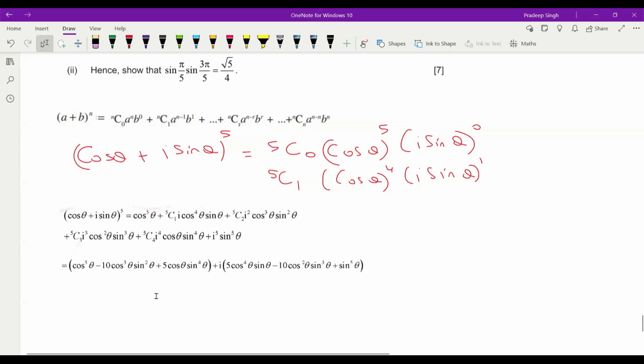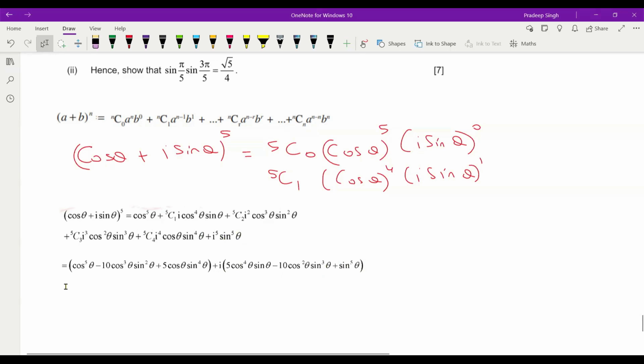So the three terms combined will form the real part of the complex number. Now, in the remaining terms, we will take i as common. So in the second term, we have 5C1, which is 5, cos^4 θ sin θ. Then in this term, 5C3 is equal to 10 and i cubed is −i, so we will write −10 cos^2 θ sin^3 θ. And finally, in the last term, i to the power 5 is i, so the final expression will be sin^5 θ. Remember, we have taken i as common among all of these terms.